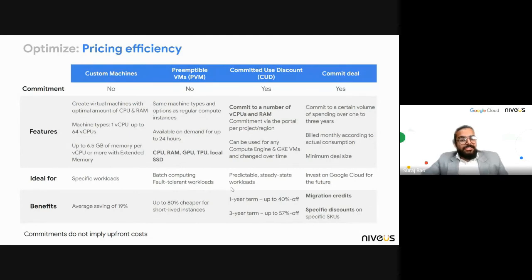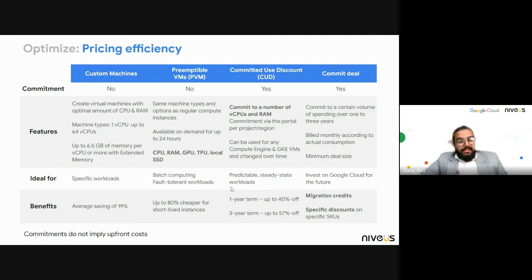As I rightly mentioned, test your applications and look at the CPU and RAM utilization and deploy exactly what is required. If it requires 2 cores, 2GB RAM, yes, GCP offers custom machines, you can do that. If your application needs 2 cores, 624GB of RAM, yes, you can go with custom machines. And preemptible machines: if your application is batch computing or has a fault-tolerant workload, you can always look toward preemptible machines, which provide up to 80% cheaper, and it's a short-lived machine.